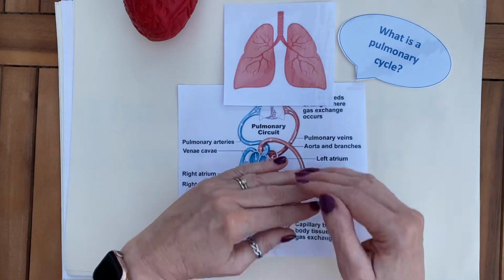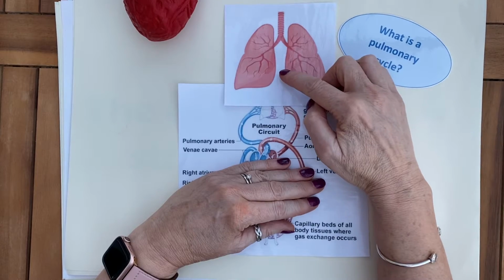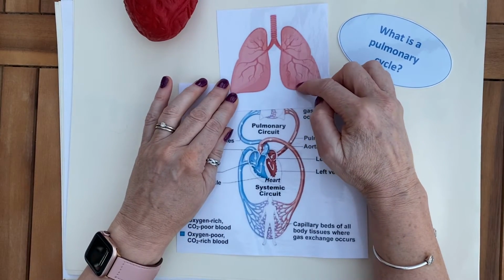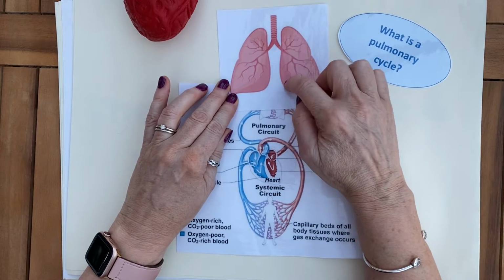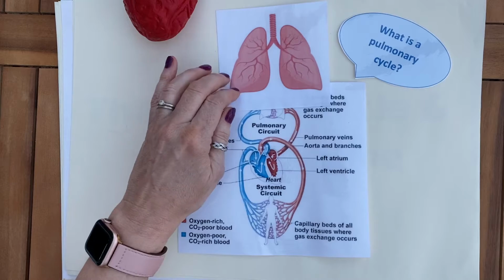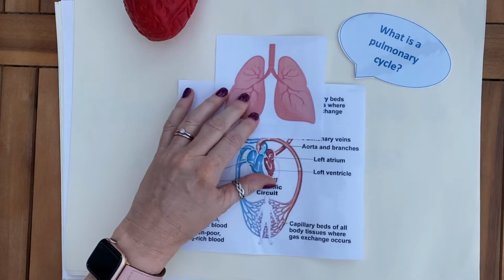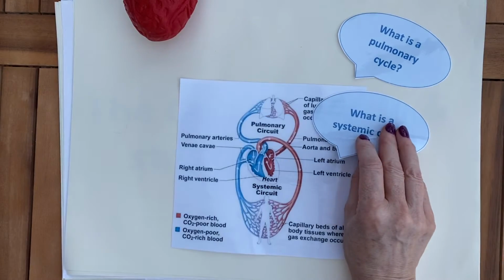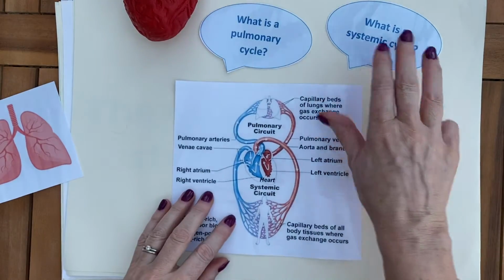This bit here is quite a short journey. In actual fact, the heart is sitting here at the bottom of the left lung. So the circuit is very small and the pressure of the blood going up there is a lot less than the pressure in the systemic circuit. Let's have a look at this. What is this systemic cycle, the circuit there?